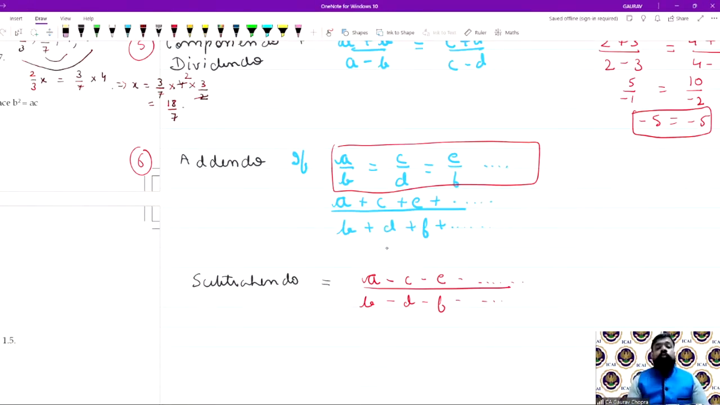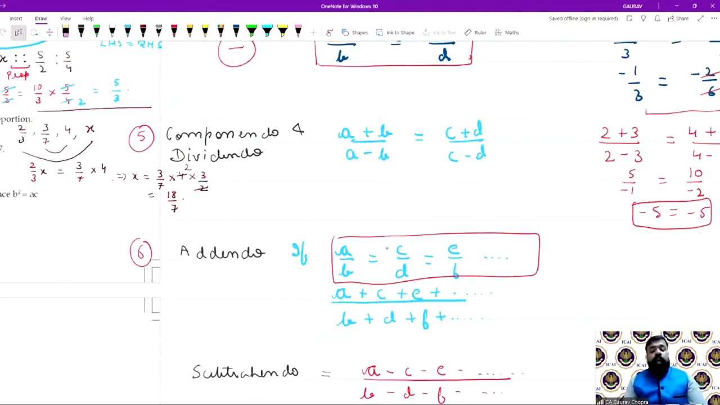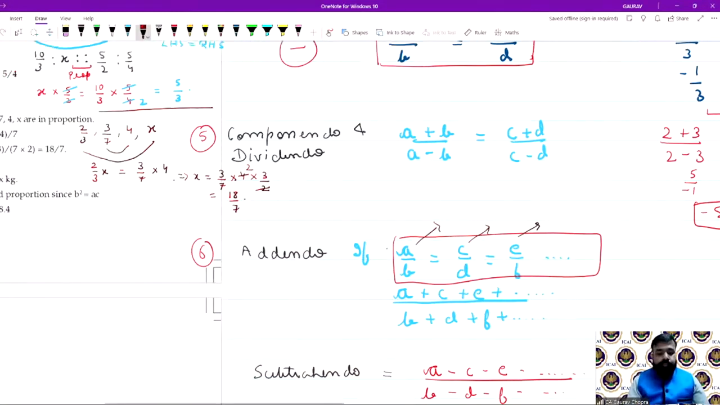In componendo, what we have to do, we have to apply plus 1 into a single ratio. Whatever we are having as a single ratio, that is A ratio B or A by B, we have to add 1 into that single ratio and not into all the ratios jointly. All right. But if you apply here individually, then it's okay. No worries. But if you add 1 after adding all of them, that means after doing addendo, then it will not be okay. All right.